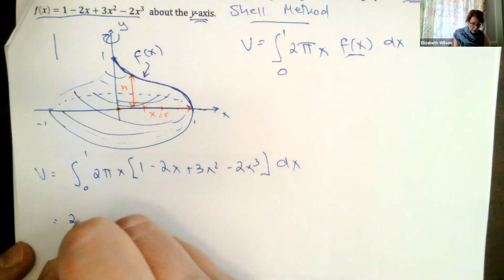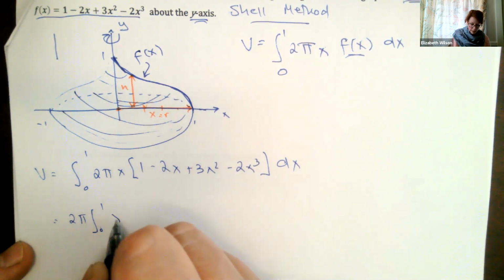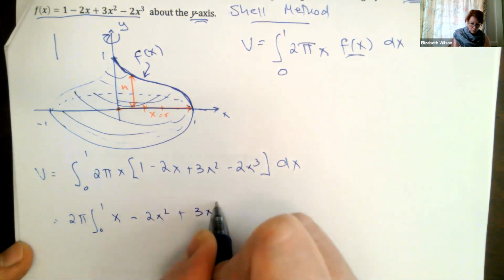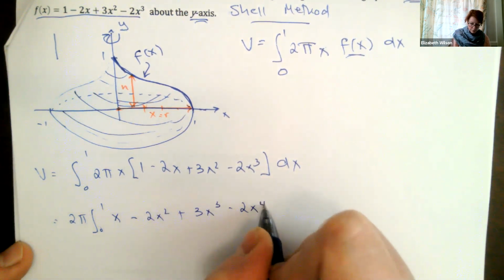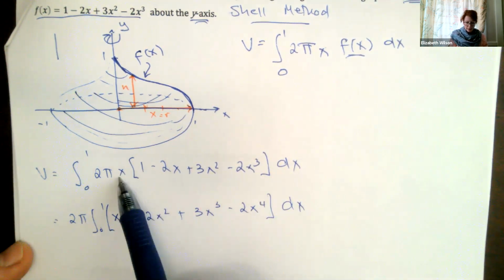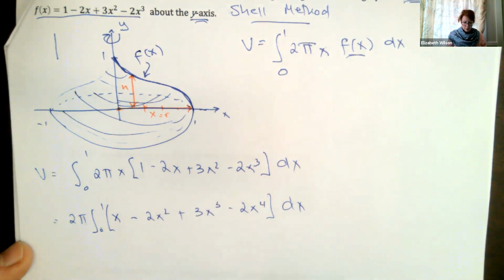This is going to be 2 pi, 0 to 1. I'm going to distribute, so it's going to be x minus 2x squared plus 3x cubed minus 2x to the 4th dx. All I did was take that x and distribute it to all of these here. Now we're just going to integrate using power rule.